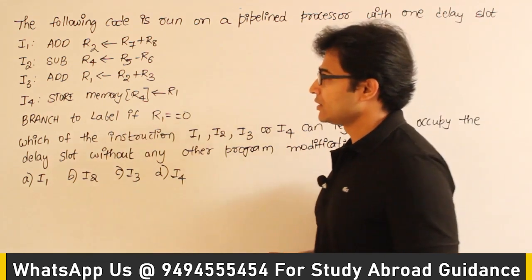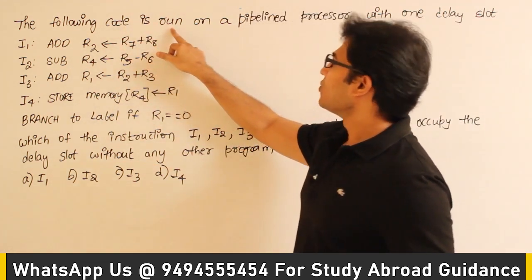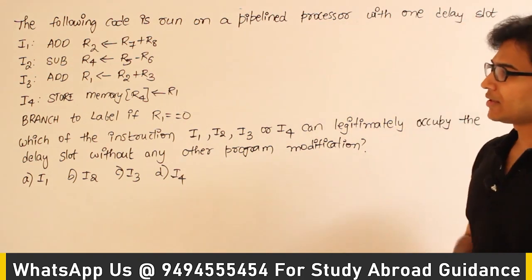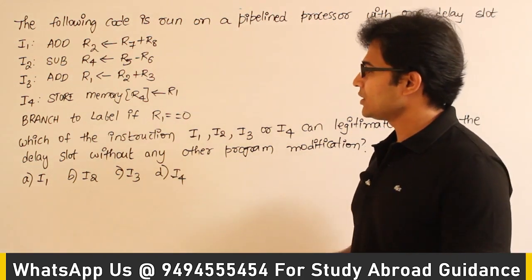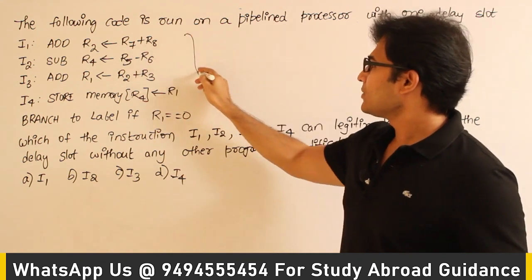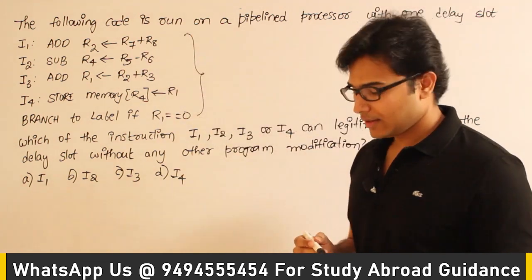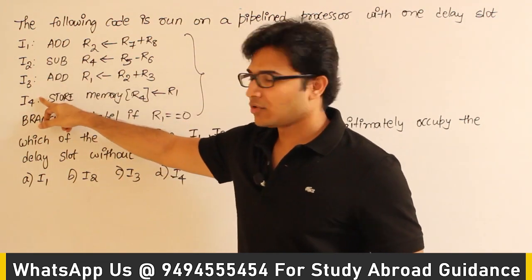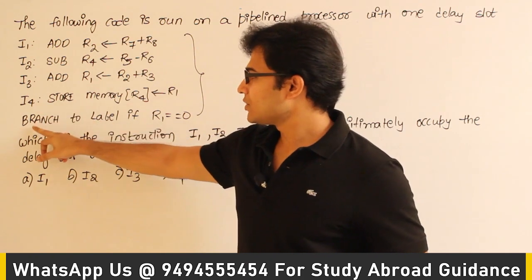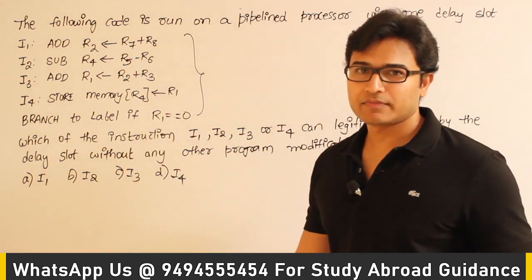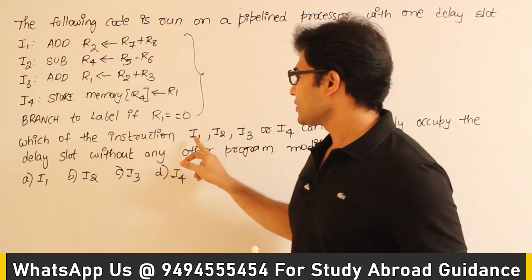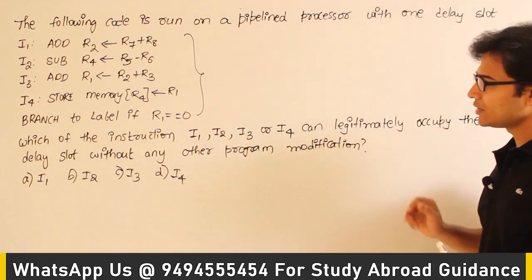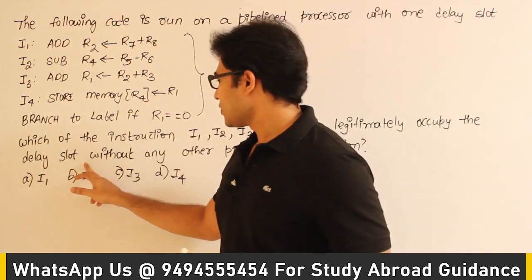This question is asked in GATE 2008. The following code is run on a pipeline processor with one delay slot. Which means when they are trying to run this particular code, it is giving them one delay slot. Then they are saying, which of the instructions I1, I2, I3, I4, four instructions are there, after these four instructions we have a branch instruction. Which of the instructions I1, I2, I3 or I4 can legitimately occupy the delay slot without any other program modification?